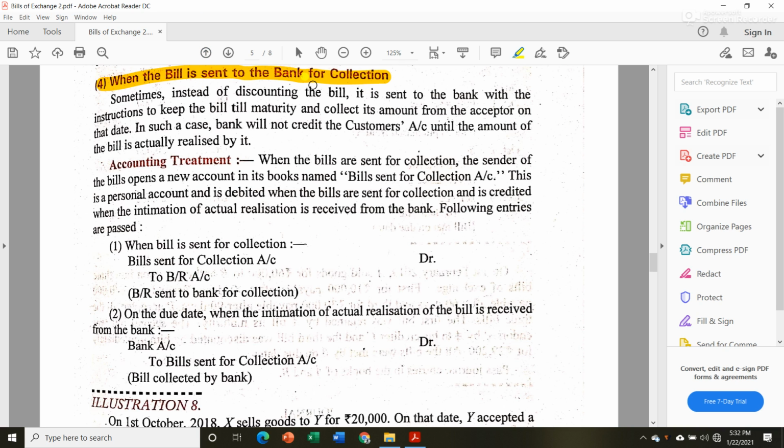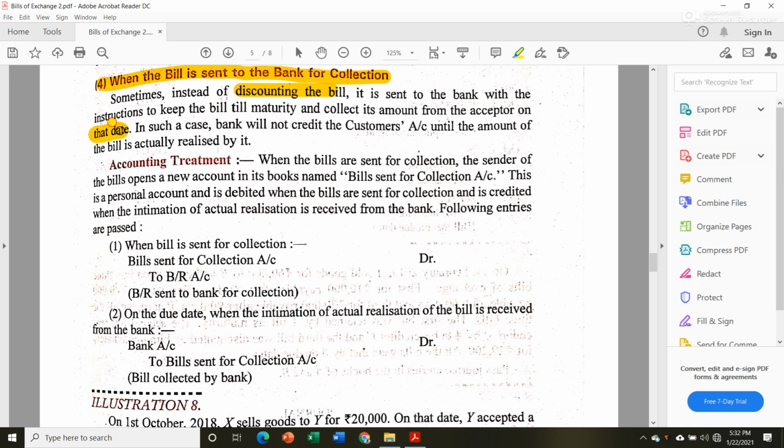Now this one is little bit different. In this case also we will be sending bill to the bank for collection, but we will not take discount. Now let us see what is meant by this. Bill is sent to the bank for collection. Sometimes instead of discounting the bill, it is sent to the bank with the instructions to keep the bill till maturity and collect its amount from the acceptor on that date.